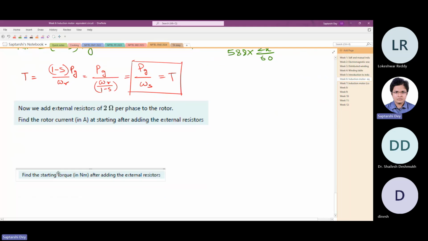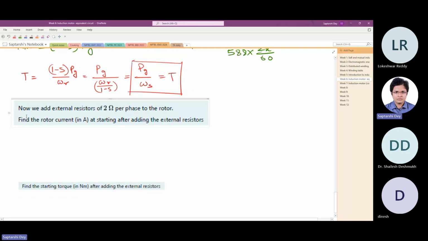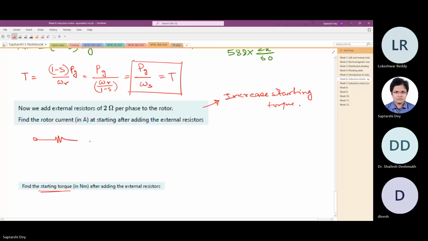We have 2 more questions left for today. So now we add external resistors of 2 ohm per phase to the rotor. We know that rotor resistance control is used for increasing starting torque, so you would expect an increase in starting torque. Let us see what happens. So now our circuit looks like this.